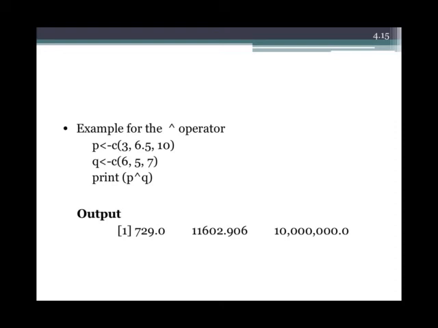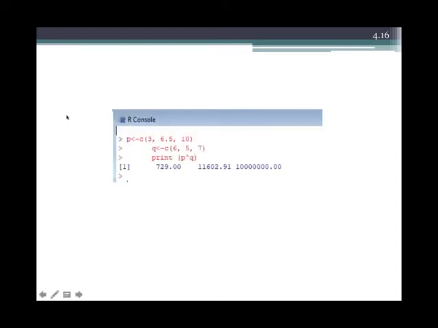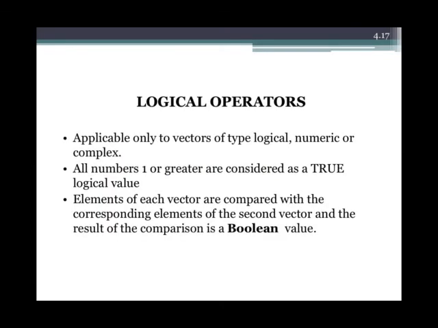We go to the exponential operator where we are going to raise the first value to the index given by the second value, to the power of. So in the first example it will be 3 power 6, second example it will be 6.5 power 5, in the third example it will be 10 power 7. You can see the output from the R environment.